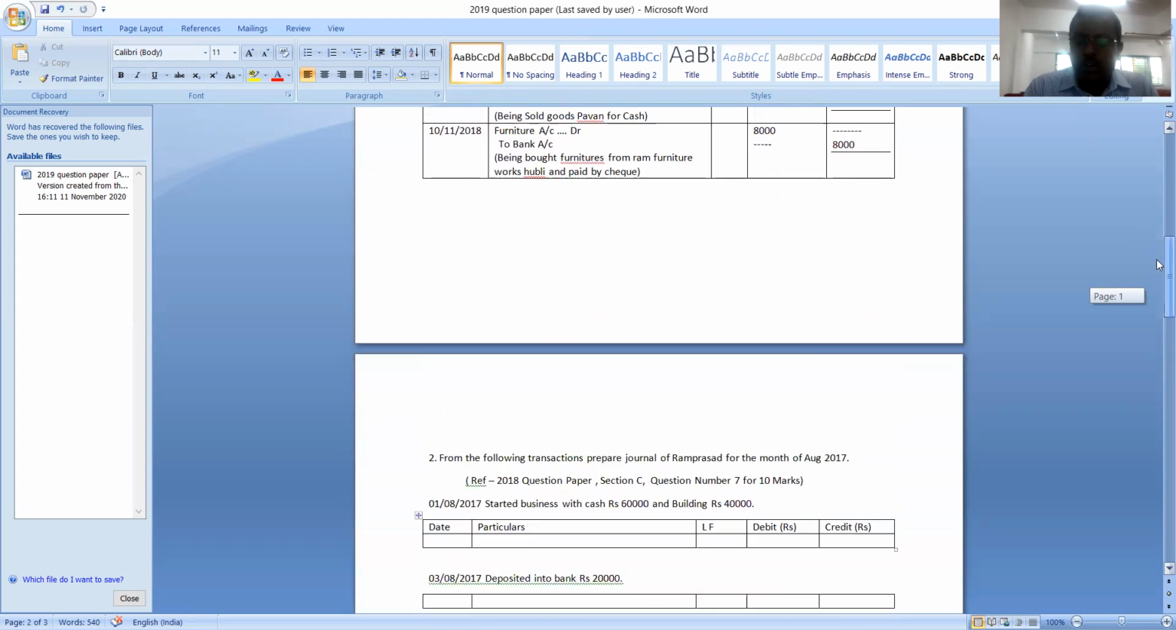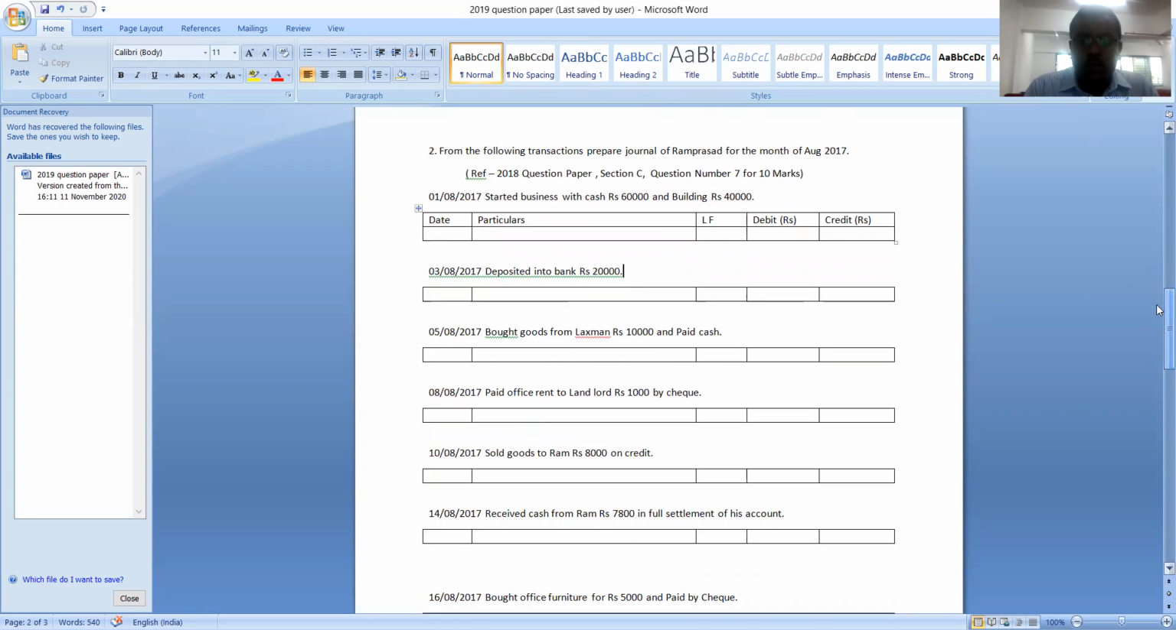Just to avoid scrolling down and scrolling up, I am going to pass a separate journal entry for each transaction below that transaction itself. Let us start now. Here in the 2018 question paper, in question number 7, the first transaction is on 1st August 2017: started business with cash rupees 60,000 and building rupees 40,000.